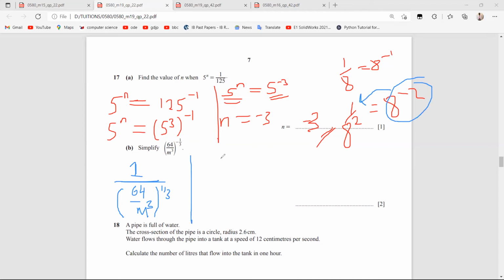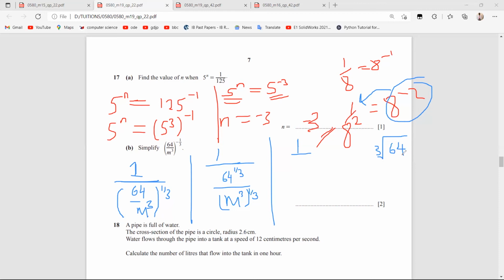So the next step is to distribute this power to everyone inside that bracket. So we'll have 64 power 1/3, all over m power 3 power 1/3. So this is what we're having. And from here, we'll have 1 over, what's the cube root of 64? You can type 64 power 1/3 in your calculator, or you can simply do cube root of 64, because we said if you have a fraction power, that bottom number in the fraction is the root. So it's still the same thing.